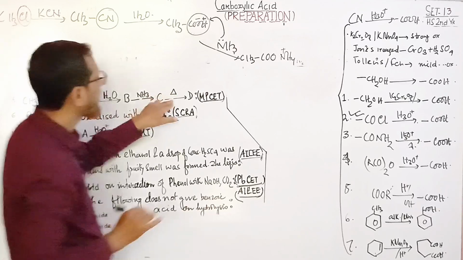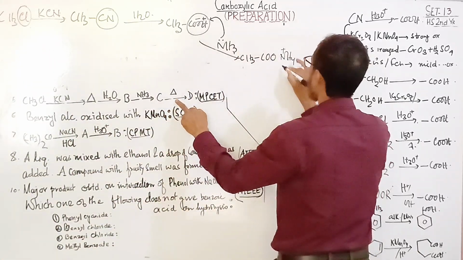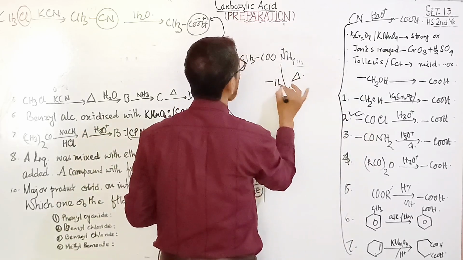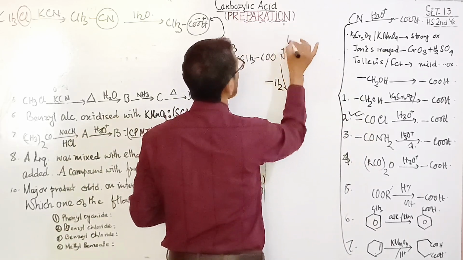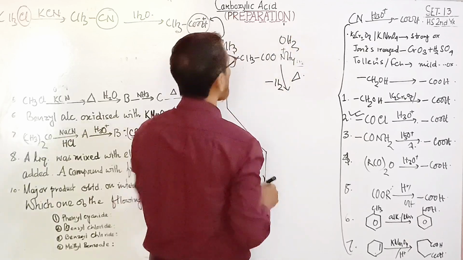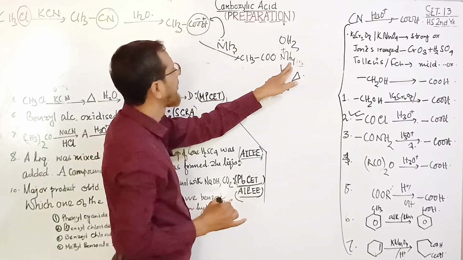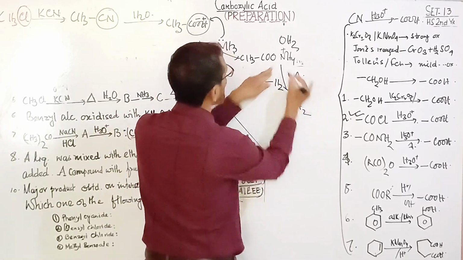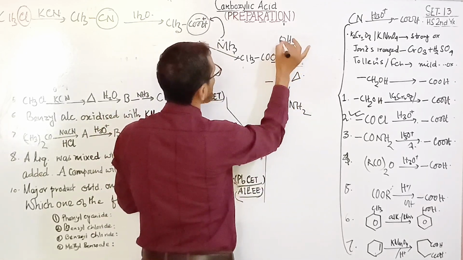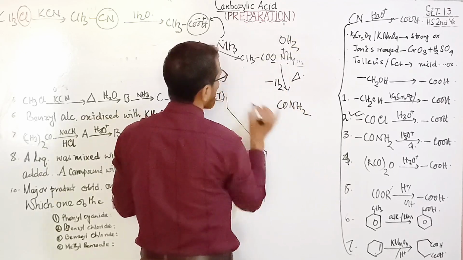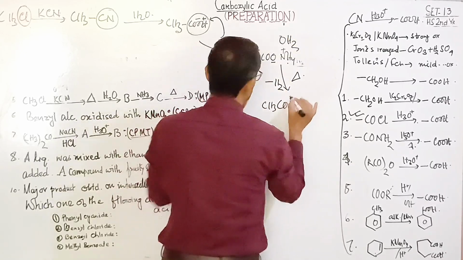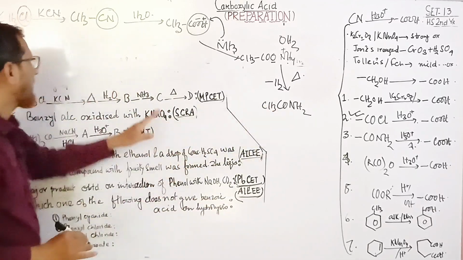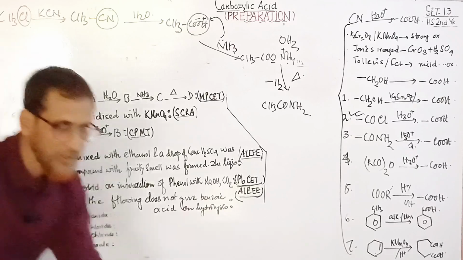So on heating, what will happen? On further heating, there will be loss of water. You just lose one water molecule, H2 and O. So you are getting NH2 here and one O is here. The remaining is CO and CH3. You are getting CH3CONH2, and this is the answer to question number 5.